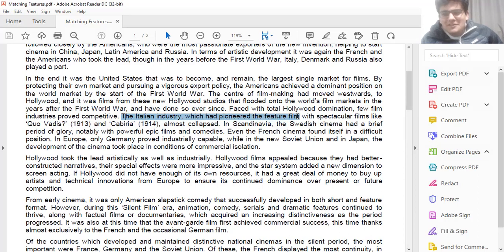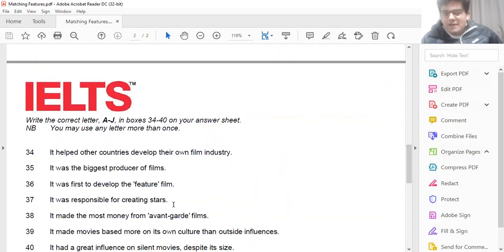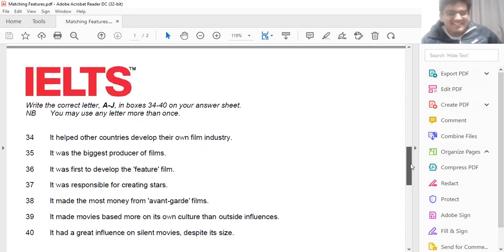Okay, what is the meaning of pioneered? It started the feature film. It was the first industry that initiated the concept of feature film. Now, if you don't know the meaning of pioneer, you'll kind of be in a spot of bother, okay? Which is why I always say this over and over again, be it IELTS, be it GRE, or be it an English proficiency test for that matter, it is precisely all about paraphrasing per se, okay? So if you look at number 36, it was the first to develop the feature film. Therefore, this will be Italy, and that will be H for Hammy.